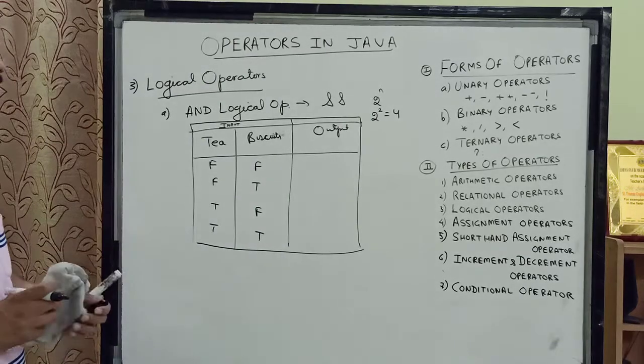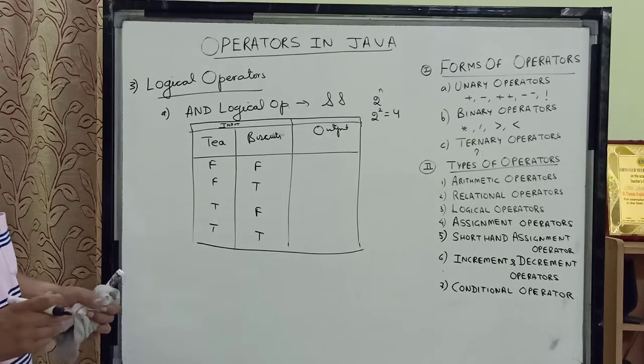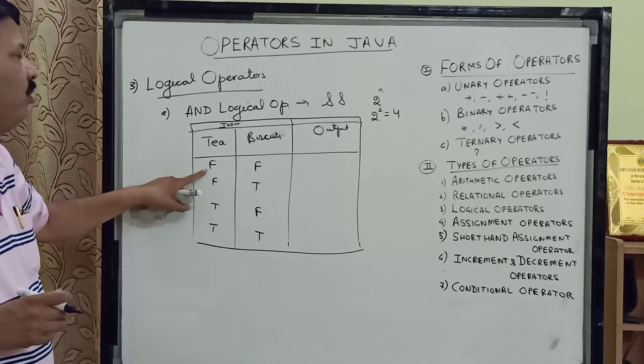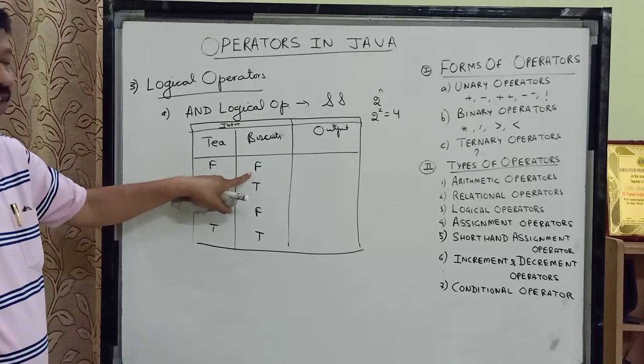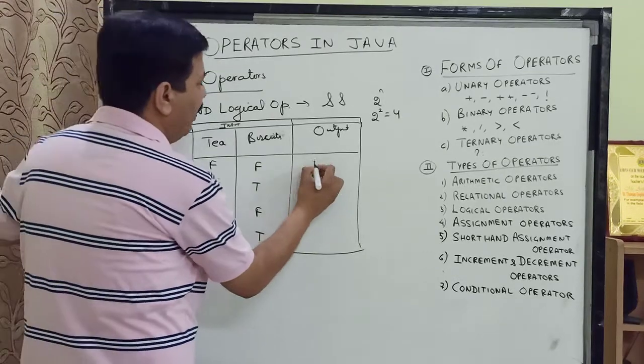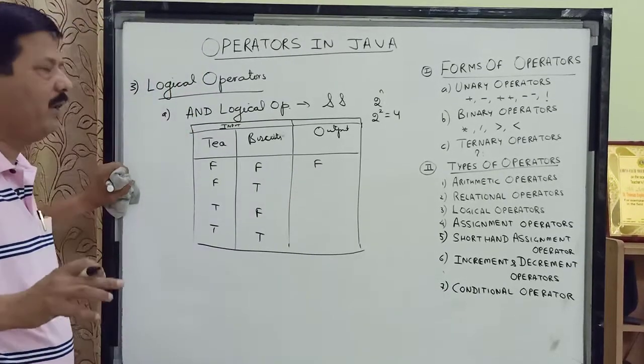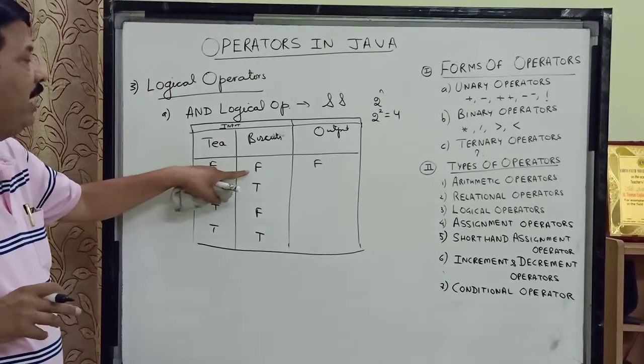Now children, the first condition is when I come to your house and I ask you for tea and biscuit, you say, sir, I don't have tea and I don't have biscuit. I have asked you for both these things, so the answer will be false because you are providing neither tea nor biscuit.